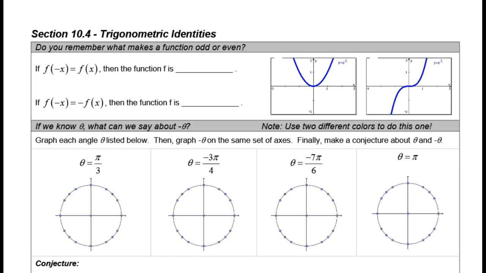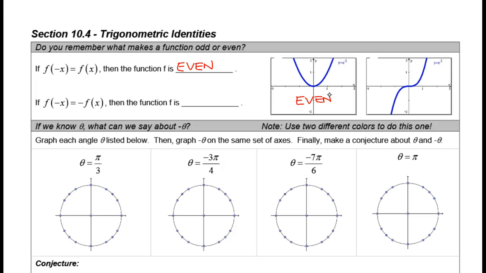So first, question for you. Do you remember what makes a function odd or even? Well, I do, and it's the following. If f of the opposite of x equals f of x, then the function f is even. And that is illustrated by our friend y equals x squared, which is an even function. That is the classic textbook example of an even function.